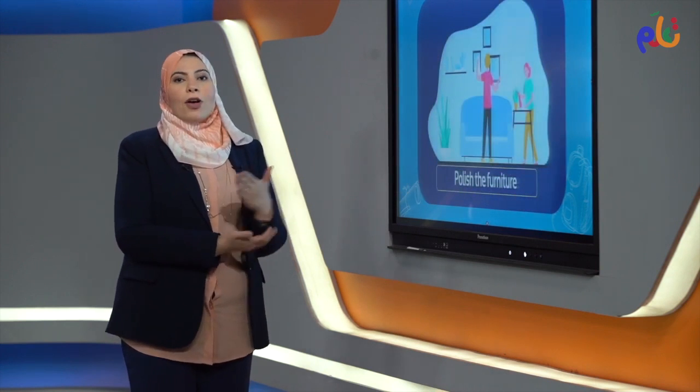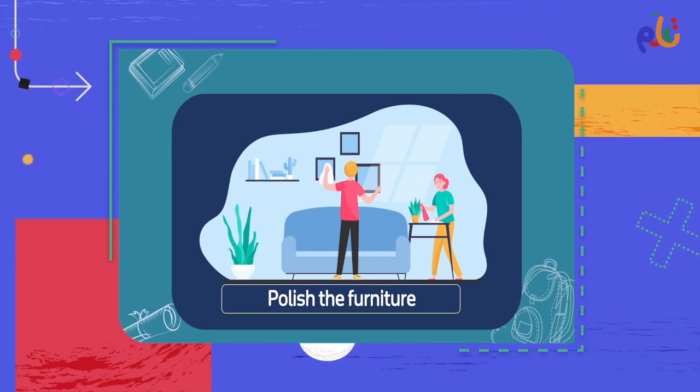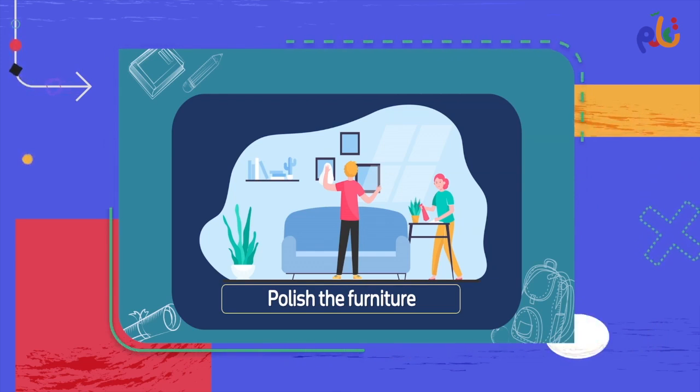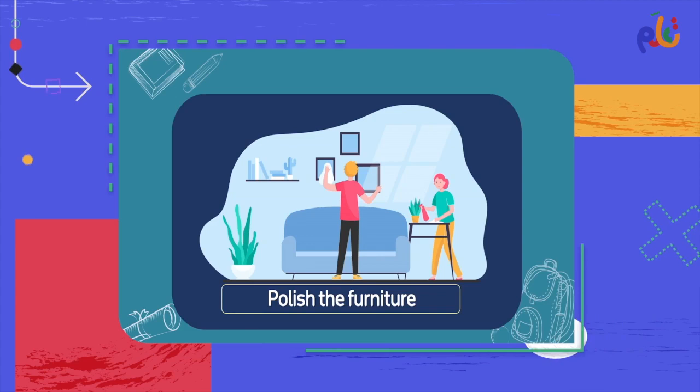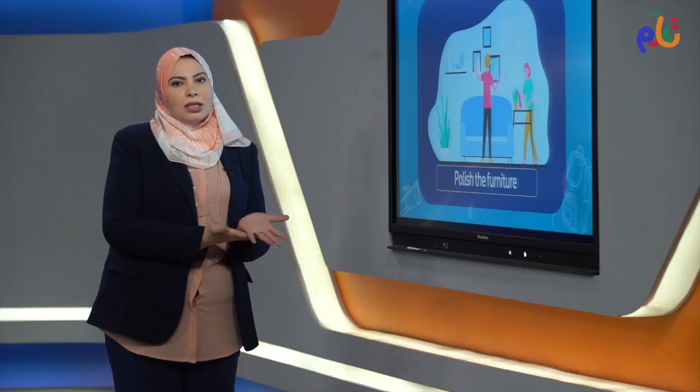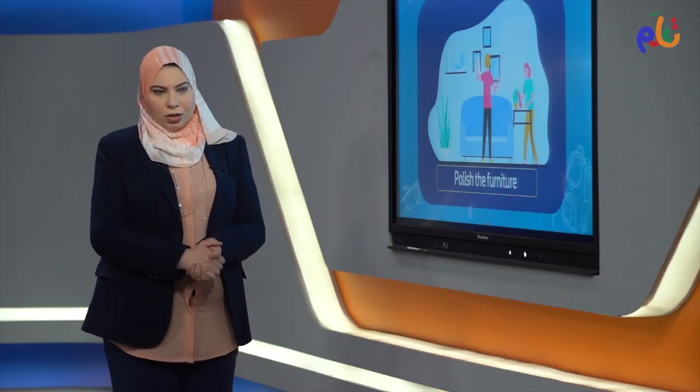And we have polish the furniture. Polish the furniture means clean it well, unlike dust the furniture, which is just removing the dust. So we have talked about the most important chores and the most important duties that we might have at home. Let's together do some practice for that.